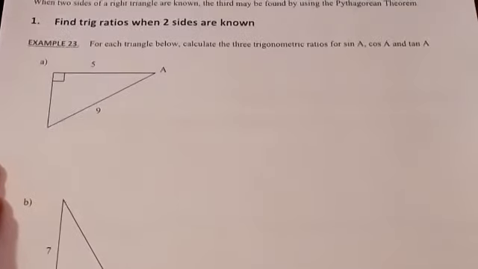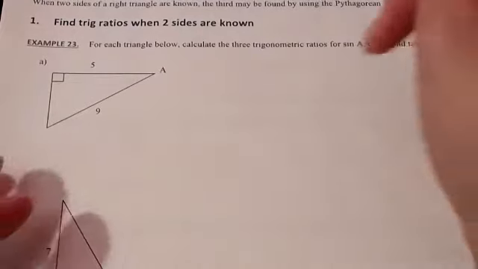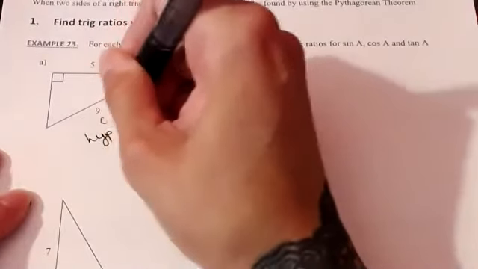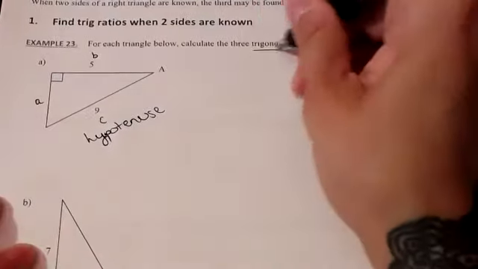So for each triangle below, we want to calculate the 3 trigonometric ratios for sine of A, cosine of A, and tangent of A. We still want to do the exact same thing. The only issue here is that we're missing one of our sides. So because we're missing one of our sides, I'm going to note that this is C, right? That's my hypotenuse. We can even write that out if it helps. And we're just going to call this one lowercase a, and then we'll call this one B. And we just have to figure out what A is before we can answer the trig ratios for sine of A, cos A, tangent of A.